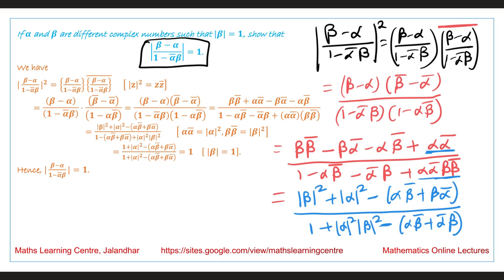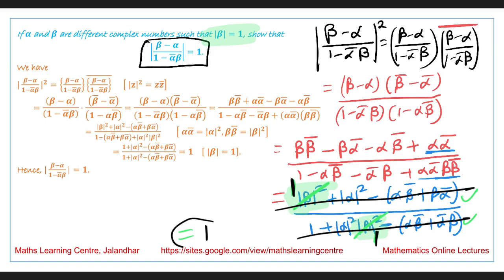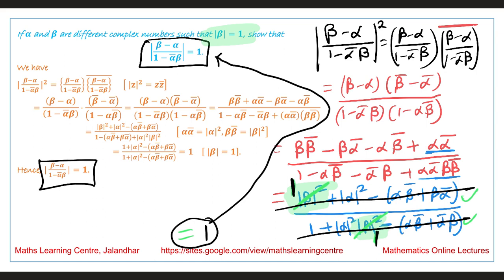Now it is given in this question that mod of beta is equal to 1. So this value is equal to 1, this value is equal to 1. If we substitute these values equal to 1, we can see that both the numerator and denominator are the same, and both cancel out, and we are left with the final answer as 1, and this is what we have to prove.